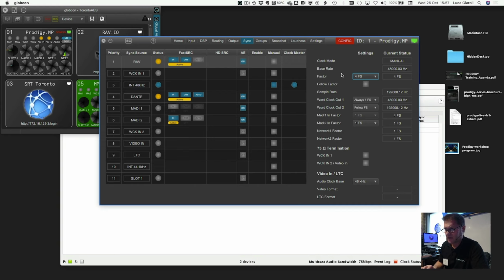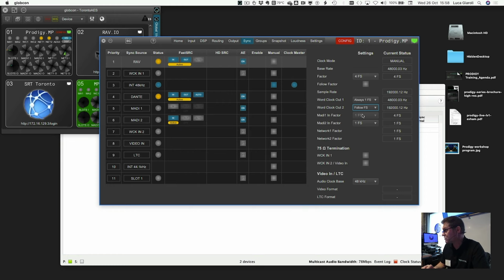Now I'm running at 192 kilohertz. So now, if I'm connecting the word clock out number 1, I will read 48,000. If I connect the word clock 2, I will read 192 kilohertz. You can decide if you want to distribute in output always the base rate or the real sample rate that you are running at. It's important to have the options because not all the audio gear is clever enough to understand what they have to do.